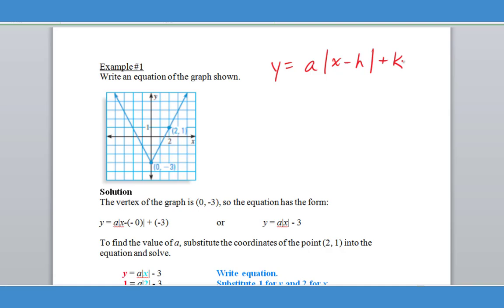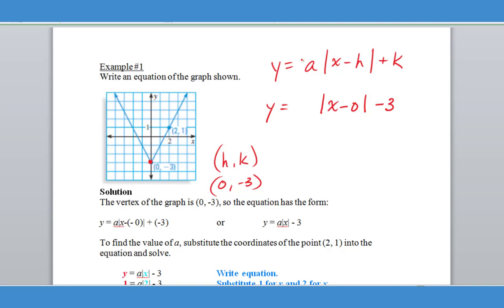And so the very first thing is, if we recall, the h and the k values actually represent the vertex, and so we're given a vertex here of 0 and -3. So the very first thing that I can do here is replace the h and the k. So that's x minus 0, and then k is -3 in this case. Now the last thing I got to do is I got to replace the a value.